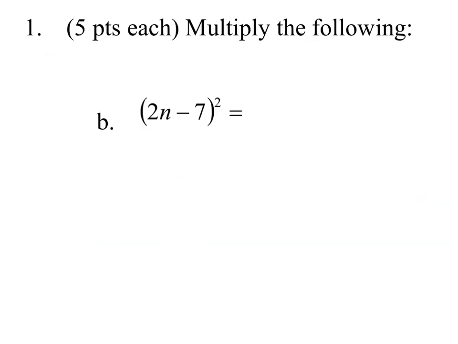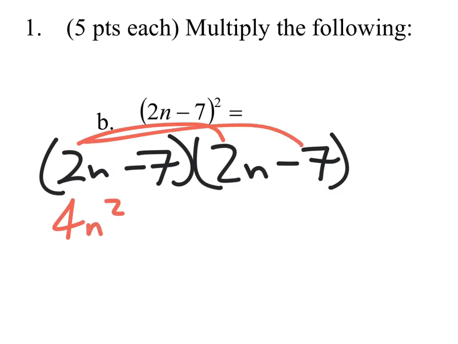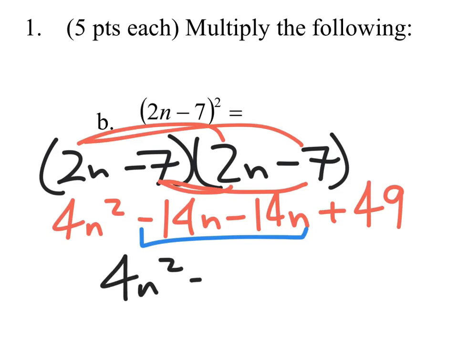Let's take a look at question number 1b. We're going to rewrite this as 2n minus 7 times 2n minus 7. And again, we're going to FOIL. And this is going to look like 2n times 2n, which is, of course, 4n squared. 2n times negative 7 is going to be negative 14n. Negative 7 times positive 2n, once again, is going to give us negative 14n. And then finally, last, negative 7 times negative 7 is going to give us positive 49. I can see that we can combine like terms. So ultimately, this is going to look like 4n squared minus 28n plus 49.